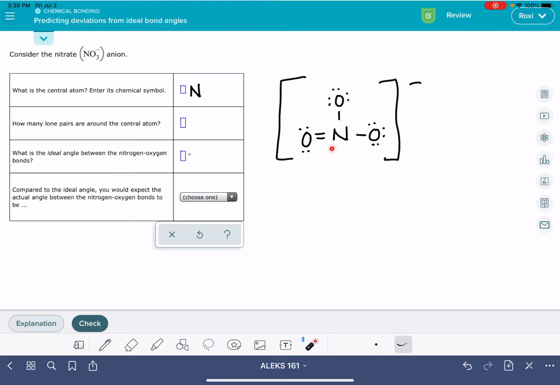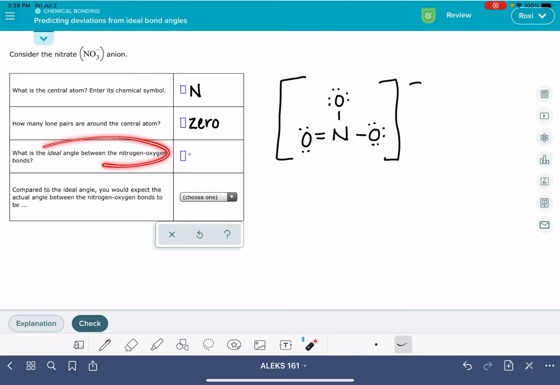How many lone pairs are around the central atom? In this molecule, there are 0 lone pairs on that central atom. And I know that that looks like an O for oxygen, so I'm just going to write the word 0, although here you would definitely be typing the number 0. What is the ideal angle between the nitrogen-oxygen bonds?